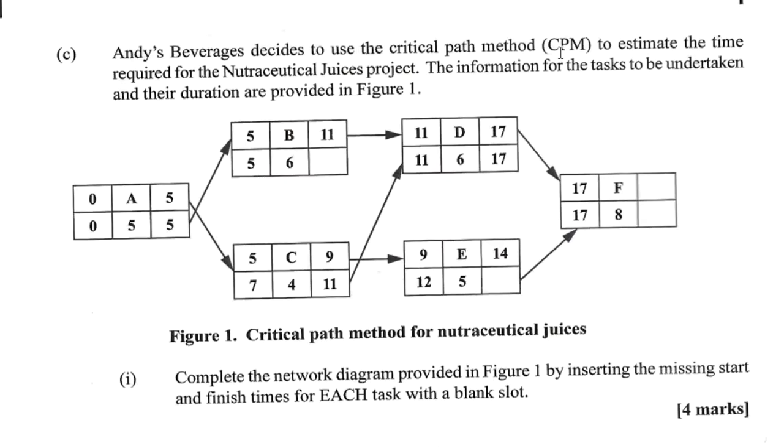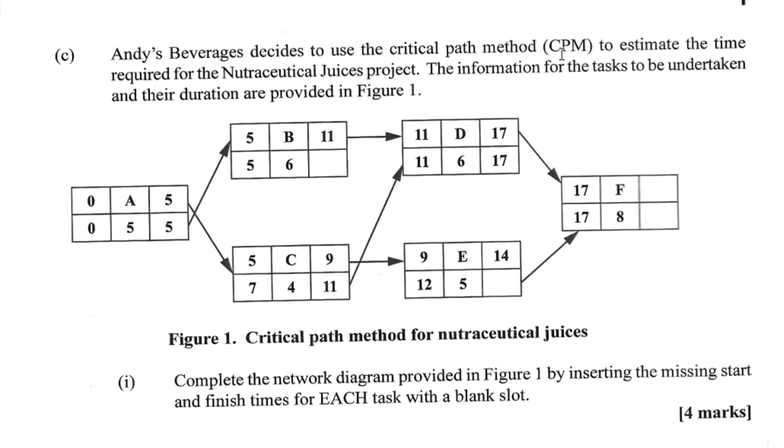All right, so question C is the critical path method. And it says, Andy's Beverages decides to use the critical path method to estimate the time required for the nutraceutical juices project. The information for the tasks to be undertaken and their duration are provided in figure 1. So here's figure 1, where they've worked out most of it already, and where you see the missing numbers, you're going to have to figure that out.